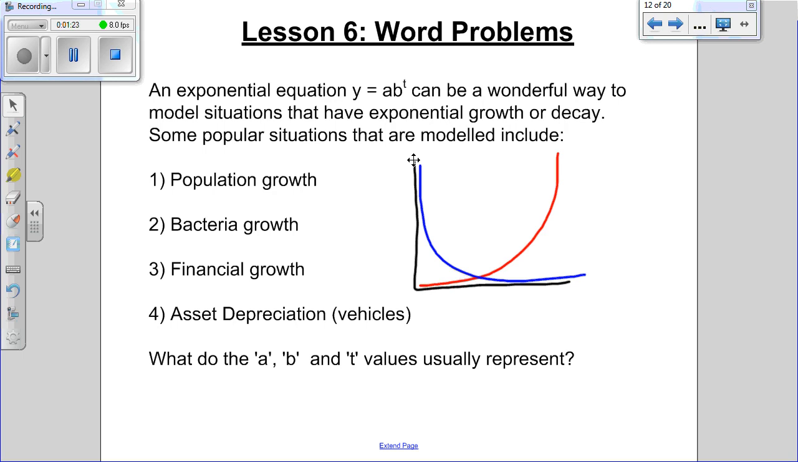So a bacteria will be like, oh, there's 1, and then a minute later there's 30, and then a minute later there's like 900. Bacteria just goes really fast.